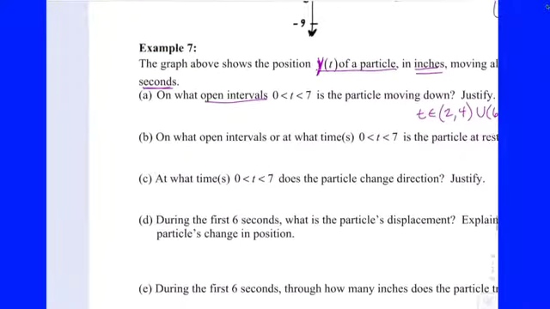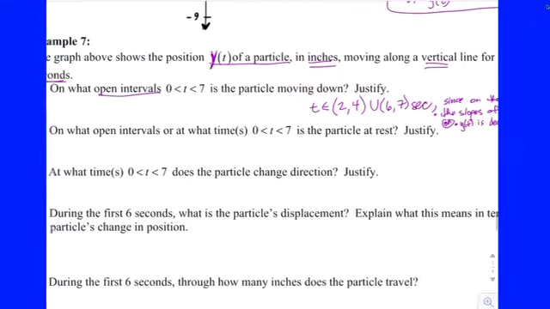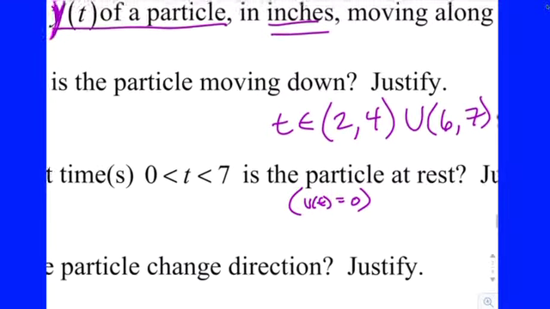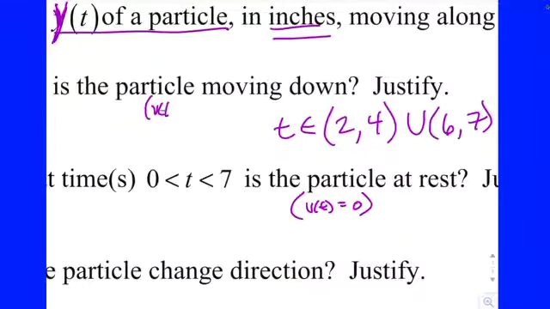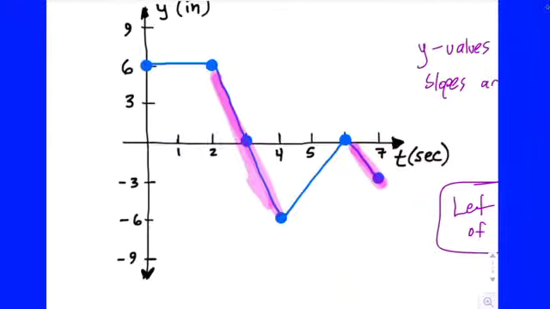Okay, next one. On what open intervals from 0 to 7 is the particle at rest? Particle at rest. So again, in your head, here's what you're thinking. v of t is equal to what? 0. So that's a mental setup, like up here v of t was less than 0. And of course now, v of t are the slopes. So we want to know where the slopes are 0. Now we have something to look for.